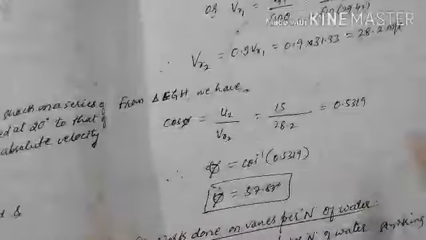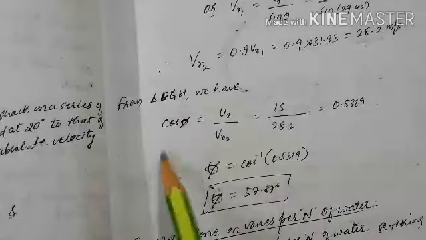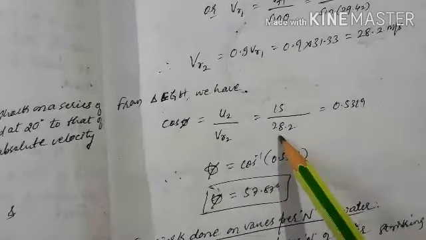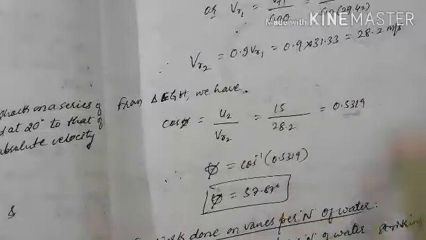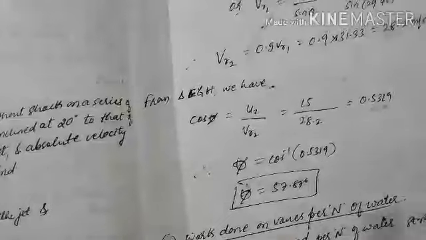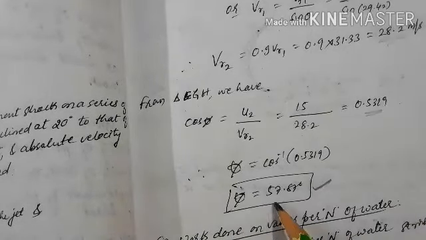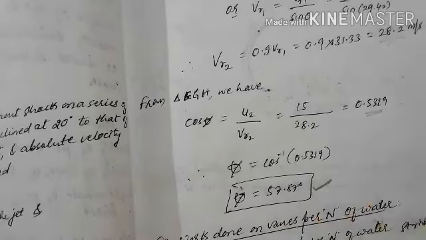Then refer to the outlet velocity triangle, triangle EGH. We have cos phi equal to U2 by VR2. Then 15 divided by 28.2, you get this much. Then from cos phi, you will get the vane angle at outlet, 57.87 degree.